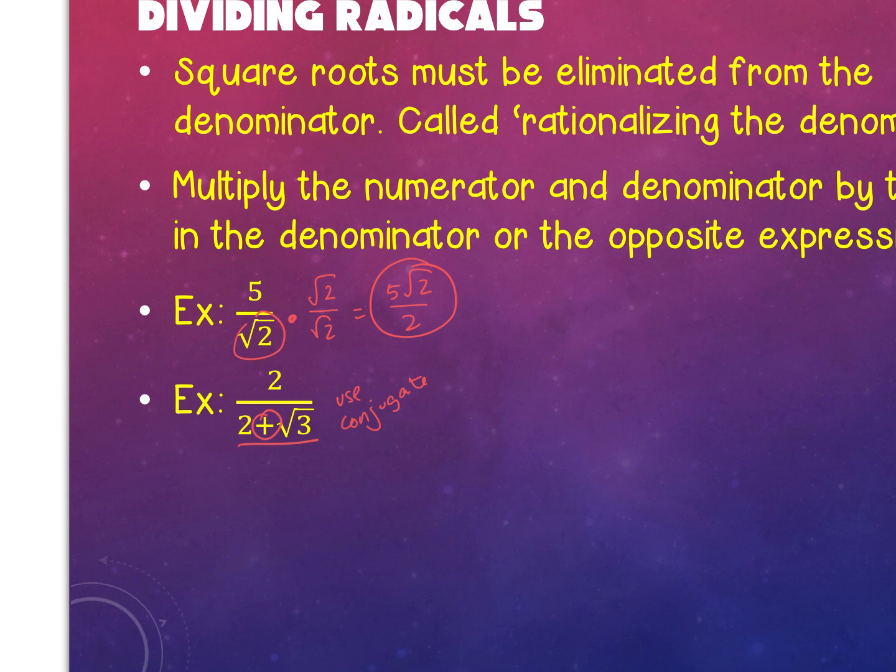So if, for example, you have 2 over 2 plus radical 3, you're going to multiply by 2 minus radical 3. And you're going to do the same thing. Whatever you do to the bottom, you do to the top. And so you might say, well, how does that work?